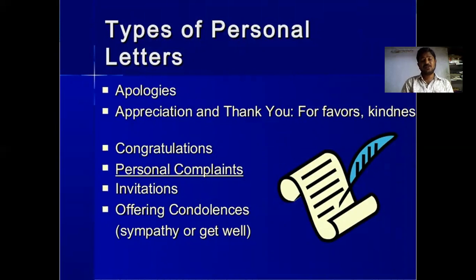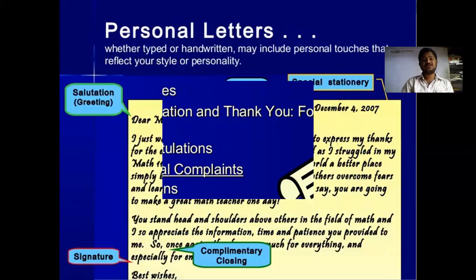About the types of letters, there are some types: apologies, appreciations like thanks for favors and kindnesses, congratulations like a personal compliment, invitations, offering condolences, offering sympathy, and remarks like get well soon. If someone is hospitalized, we write a letter to wish them to get well soon, saying I am praying to God for you to get well soon. And showing sympathy, like when someone has lost his mother or father, whoever it may be, we have to offer our condolences in a way of sympathy. These are the types of letters.